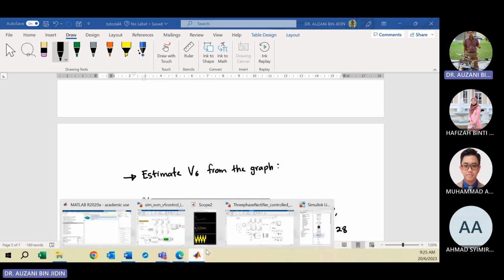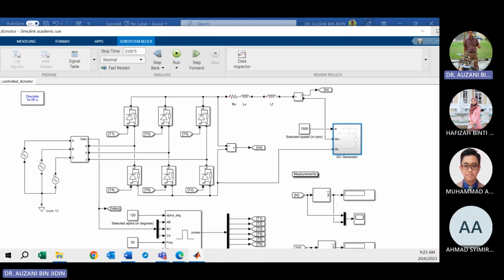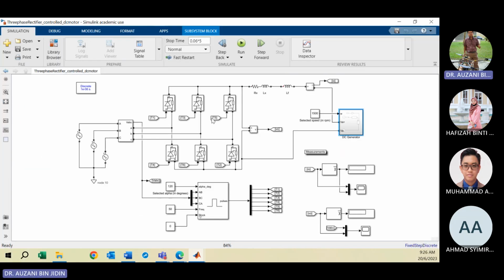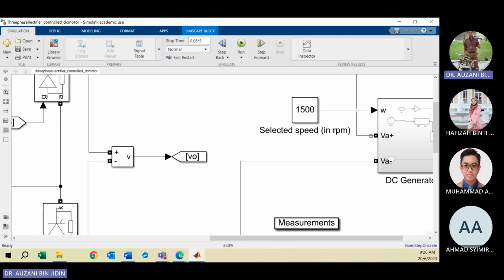Okay, for verification, this is the simulation of the exercise. Here is the inverter, a 6-pulse converter. On the DC side, you have RX, LX, LF, and the DC generator, all connected in series. The DC generator produces the voltage across these two terminals, VA plus to VA minus. The production of the voltage is based on the speed, which is given based on your calculation, 1500 RPM. So this is how we model the DC generator.